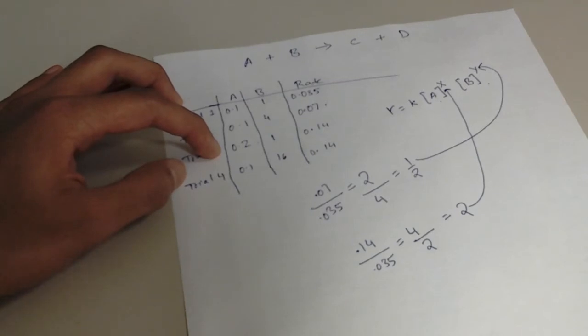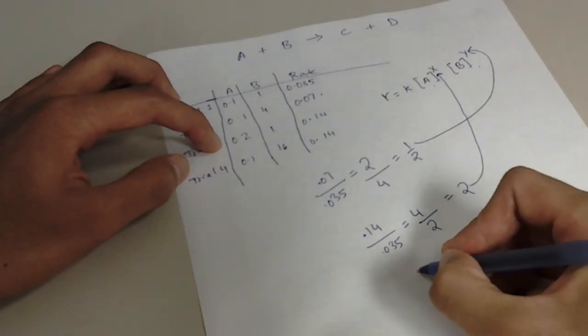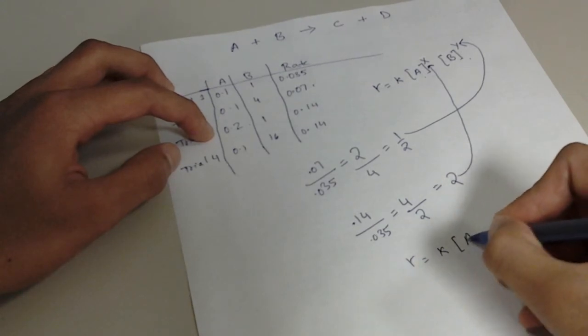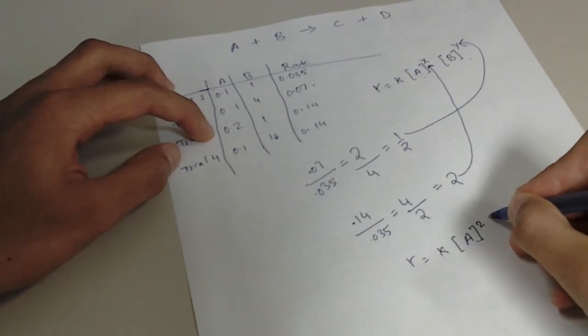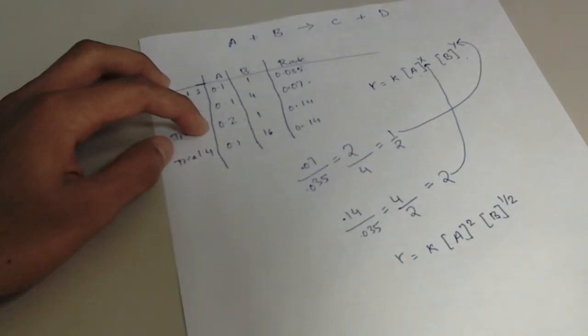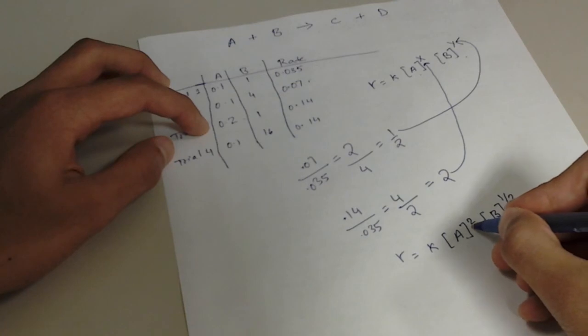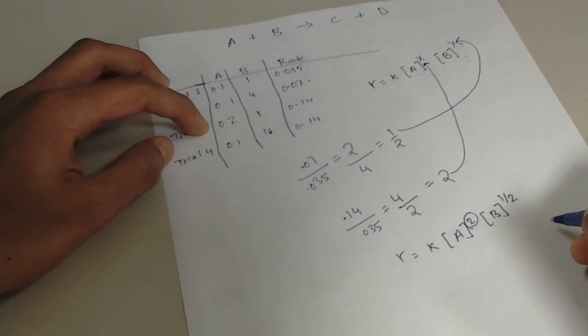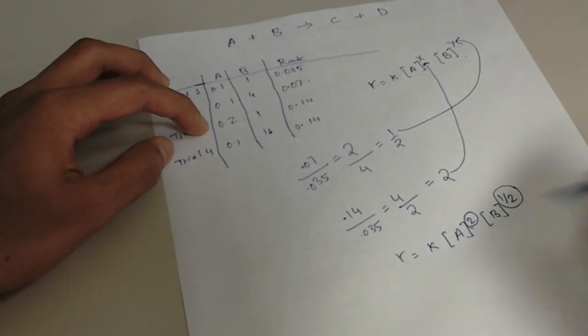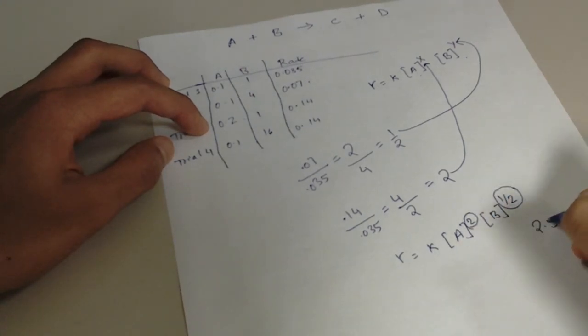So eventually, when you write your rate law, you get R is equal to k times A to the power of 2 times B to the power of half. That means it is second order with respect to A, and half order with respect to B. And the overall order of this reaction is going to be 2.5. Just add these two together.